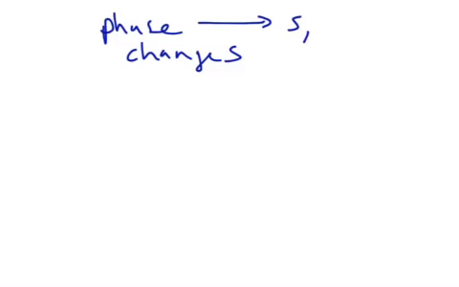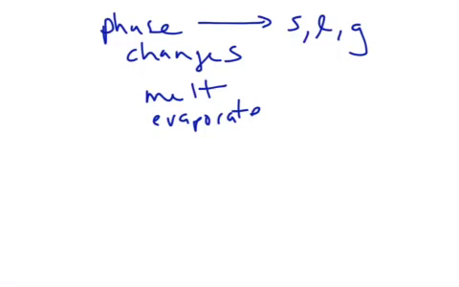Some terms that will help you with physical changes are anything dealing with phase changes. If you don't know what phase changes are, phases are solids, liquids, and gases. So a phase change is going from a solid to a liquid or a liquid to a gas. So some examples of phase changes might be words like melt, evaporate. If you ever see these words, this is a physical change.